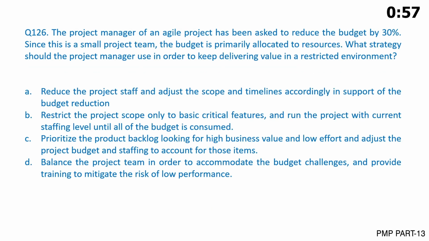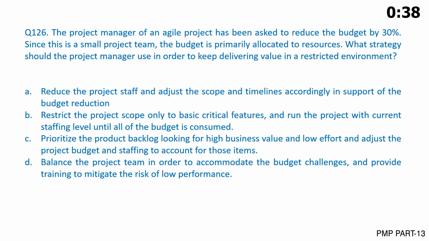The project manager of an agile project has been asked to reduce the budget by 30%. Since this is a small project team, the budget is primarily allocated to resources. What strategy should the project manager use in order to keep delivering value in a restricted environment?